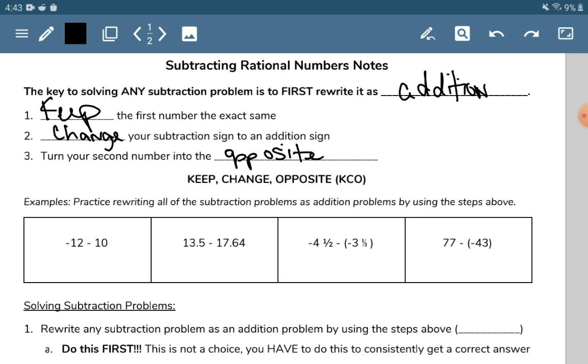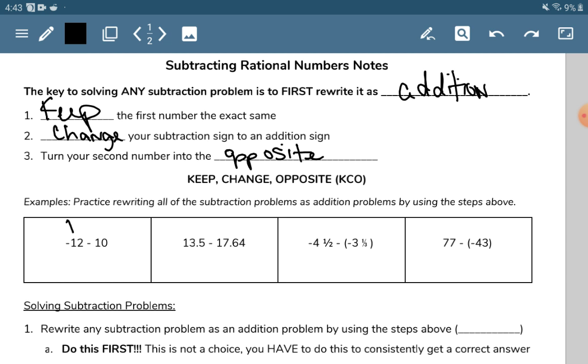You can remember those steps as keep, change, opposite, or KCO. It's very similar to keep, change, flip, which we use with division. So hopefully it will be easy to remember. So the first thing we're going to practice here is just rewriting them as addition using our keep, change, opposite steps. The first example is negative 12 minus 10.